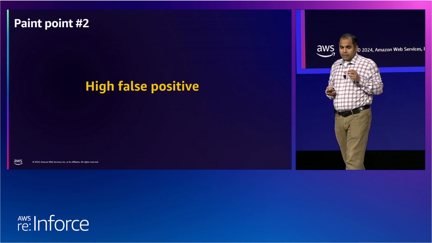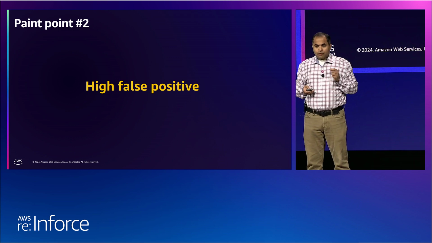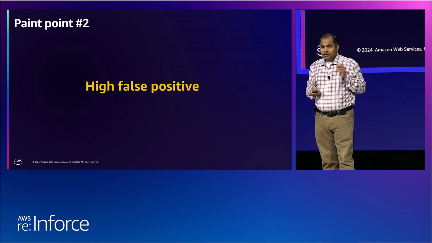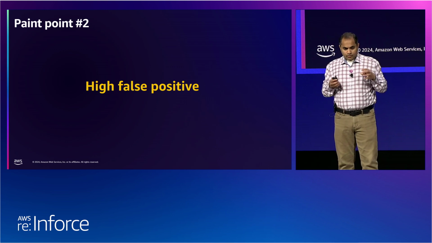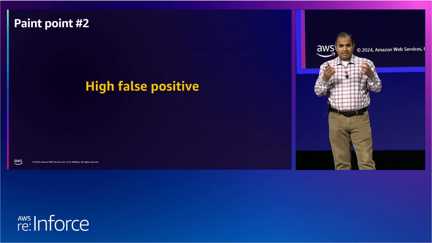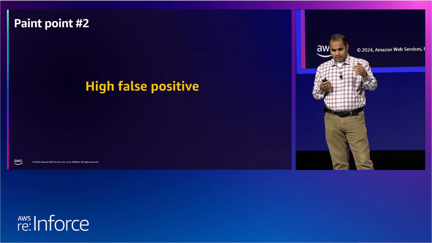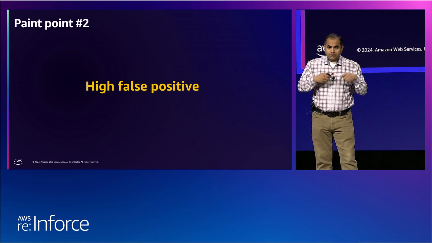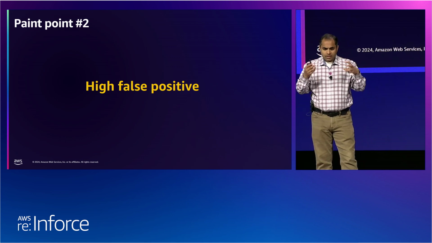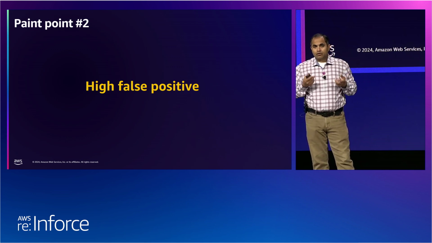The second pinpoint is the high false positive. What is a false positive? A false positive is where a tool, a SAST scanner, tells you that there is a security vulnerability at a particular line number in the code, but your security engineers or developers feel that this particular finding is not going to make my code insecure.